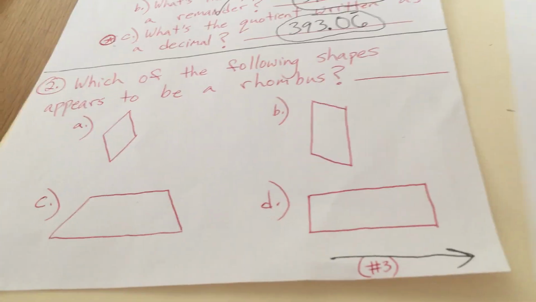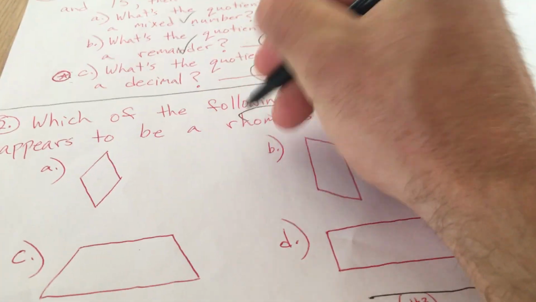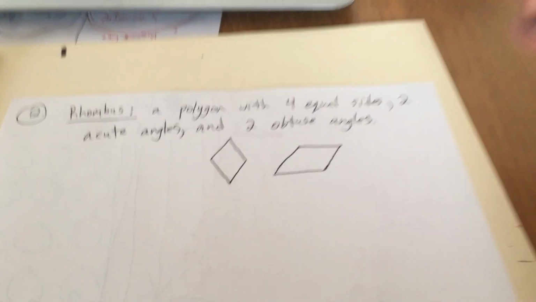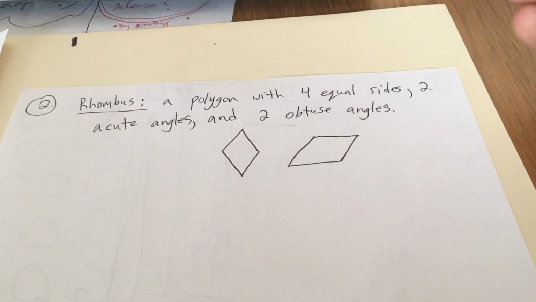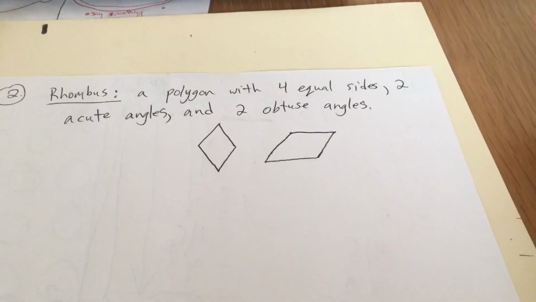Pretty good. Let's go to number 2. Which of the following shapes appears to be a rhombus? We've been talking a lot about polygons, so which one of these is a rhombus? Here's the definition of a rhombus. A rhombus is a polygon with 4 equal sides, 2 acute angles, and 2 obtuse angles.